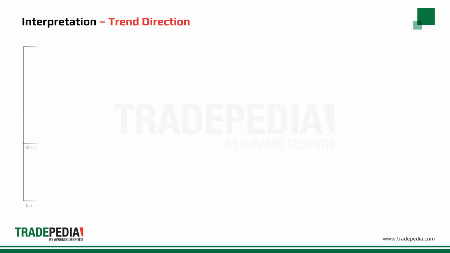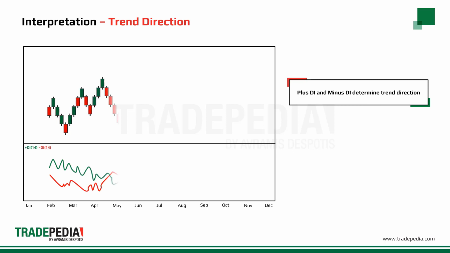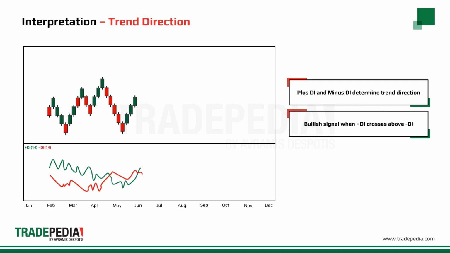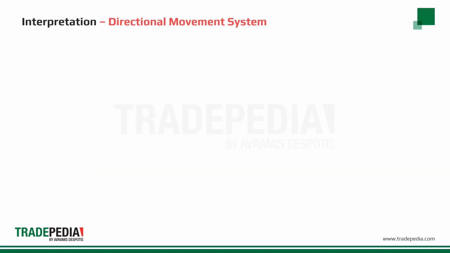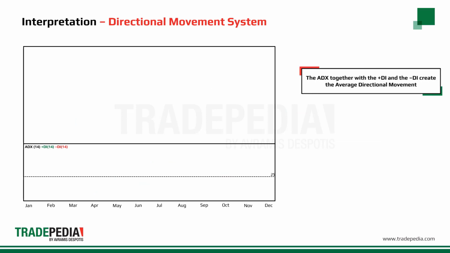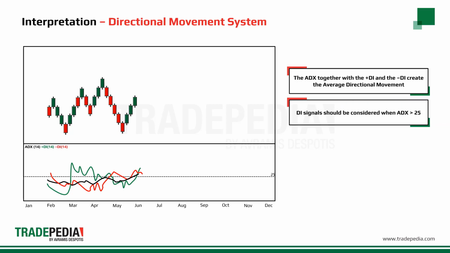As the ADX does not show the trend direction, we use the plus DI and minus DI to determine trend direction. A bullish signal is given when the plus DI crosses above the minus DI. A bearish signal is given when the plus DI crosses below the minus DI. The ADX together with the plus DI and the minus DI create the average directional movement system and should be interpreted together. Signals from plus and minus DIs should only be considered when ADX is greater than 25.